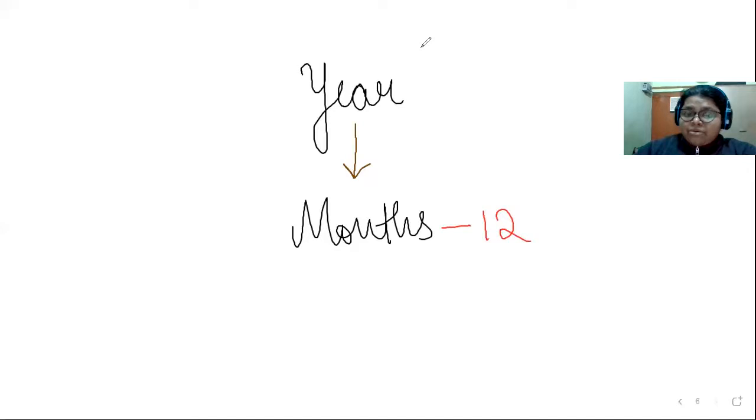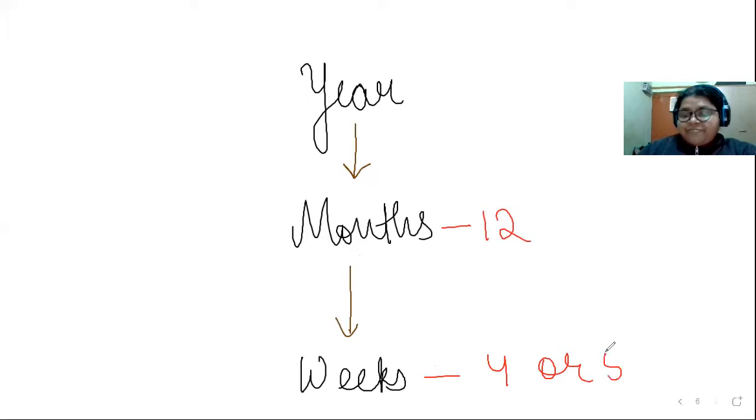Now, in a month itself, we can have weeks. So year, then months, then weeks. Now, how many weeks can it have? It can have either 4 or 5 weeks. In a month, it can be 4 weeks or 5 weeks also.